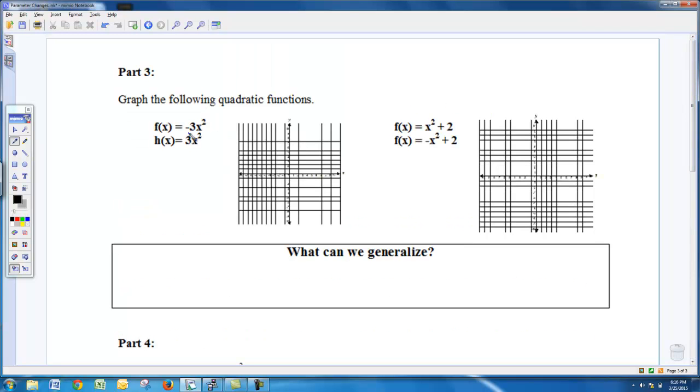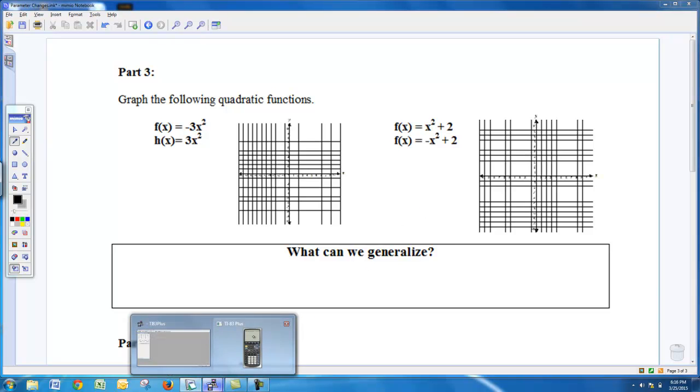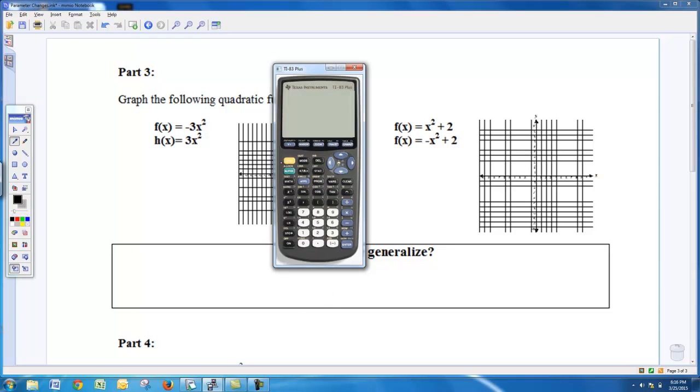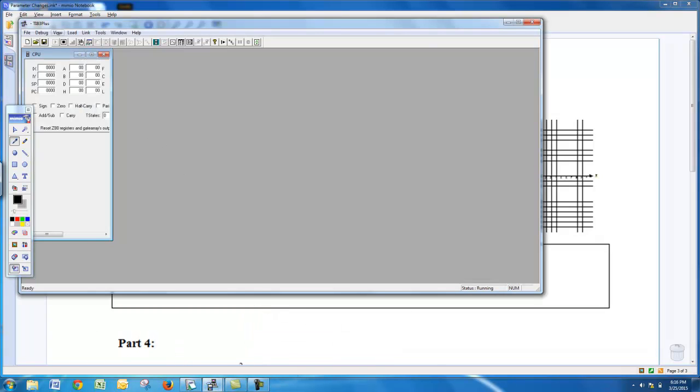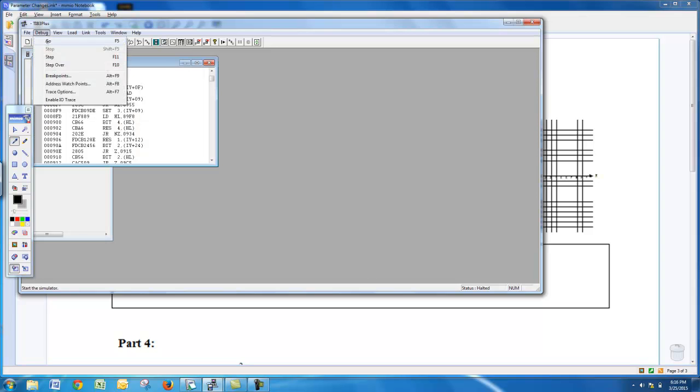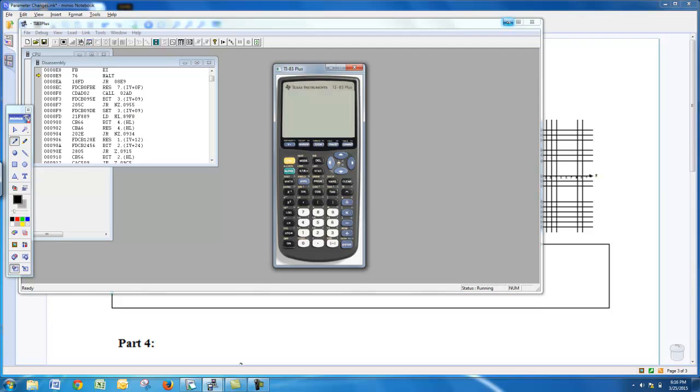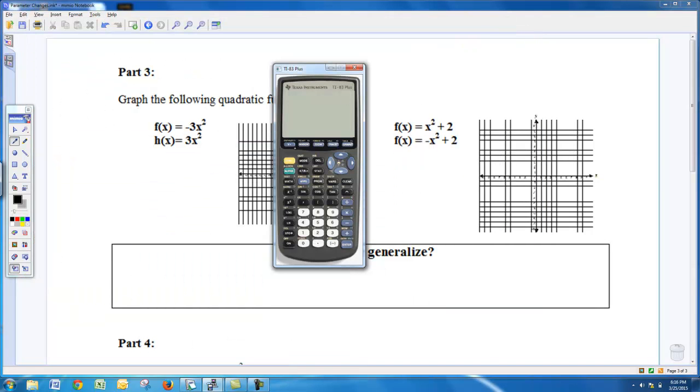All right, let's look at one more thing before we're done here. So what happens when we change the A value from positive to negative? And rather than using a table of values here, I'm going to use my calculator, and I'm going to graph these two on the calculator. And by the way, there's a link on my website that you can go to download this calculator onto your computer.